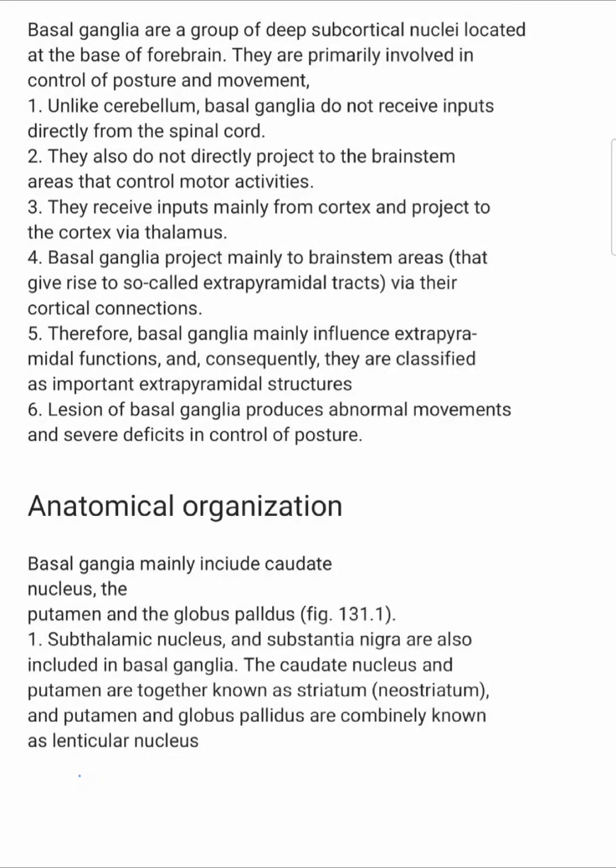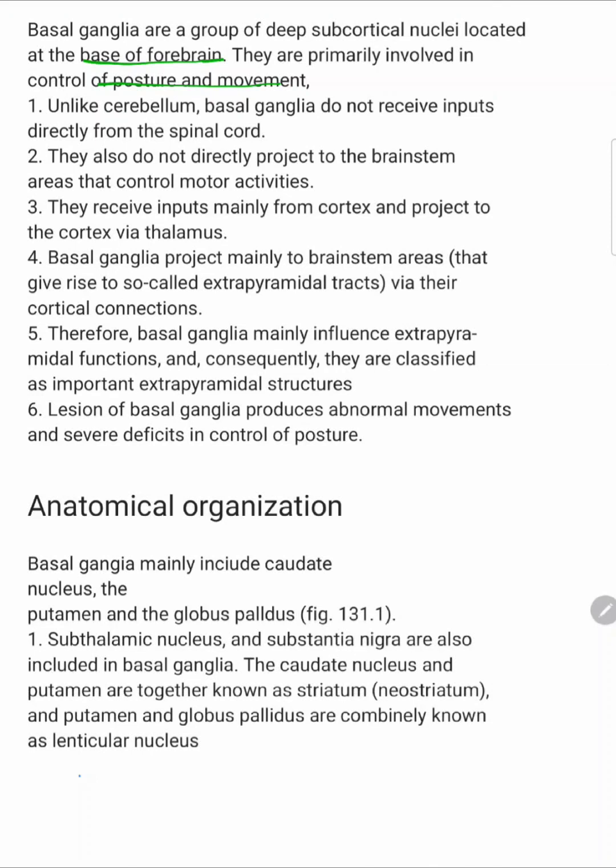The topic is the basal ganglia and Parkinson disease, which is caused by dysfunction of the basal ganglia. What actually is the basal ganglia? Basal ganglia are a group of deep subcortical nuclei located at the base of the forebrain. They are primarily involved in the control of posture and movement.